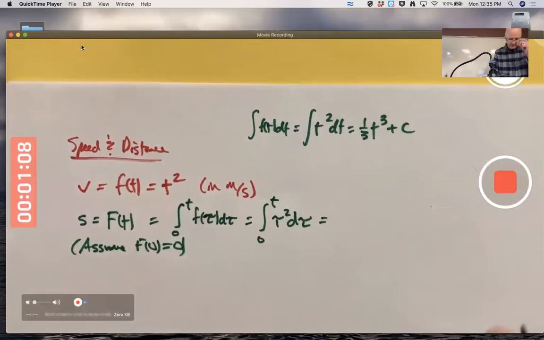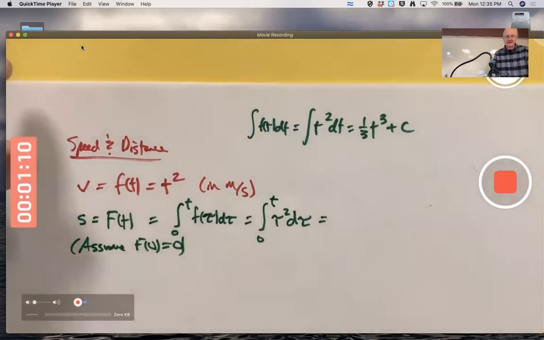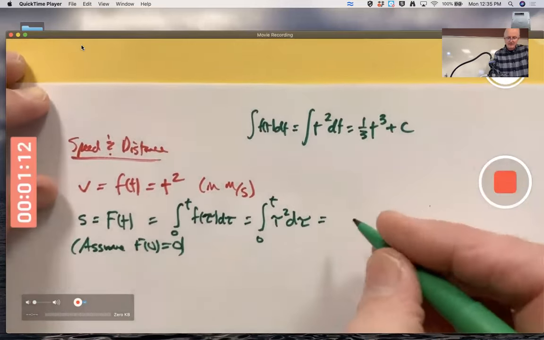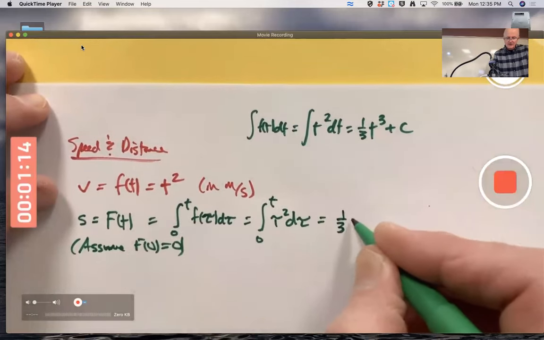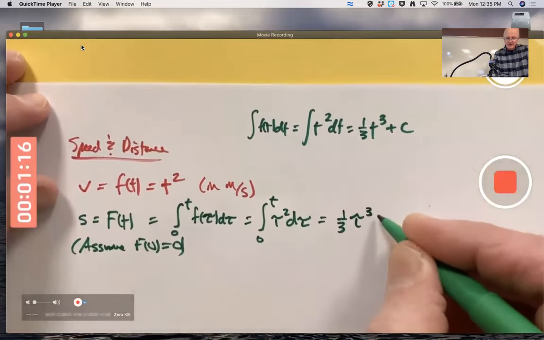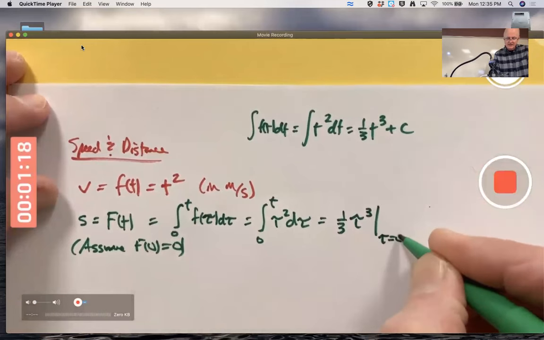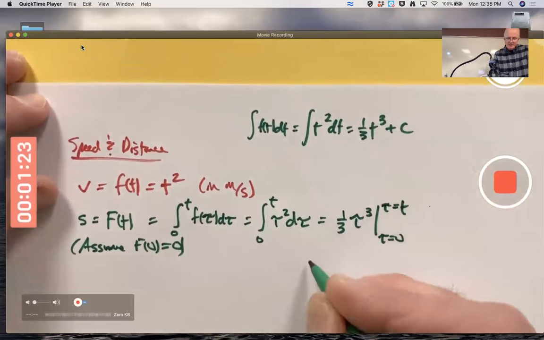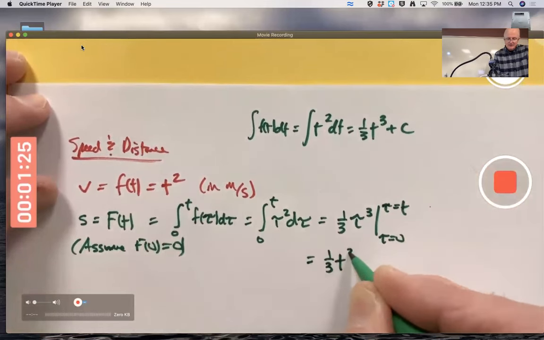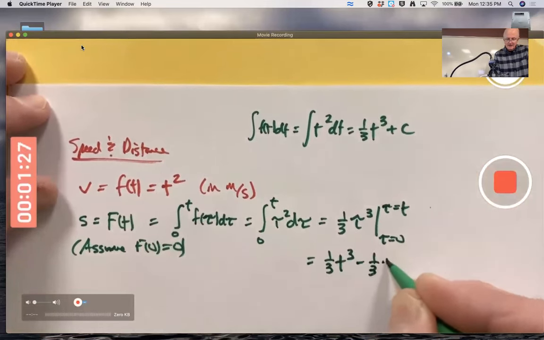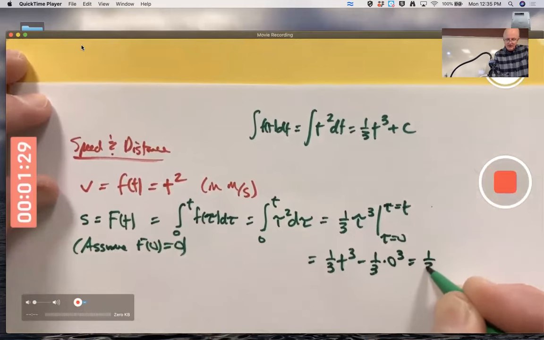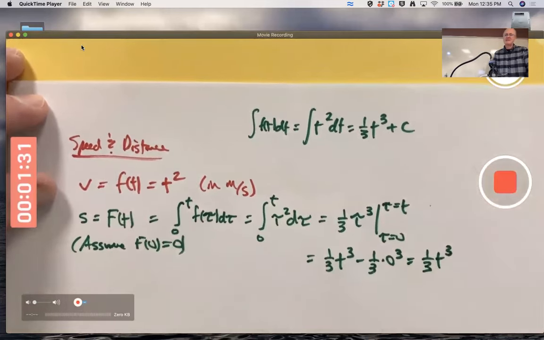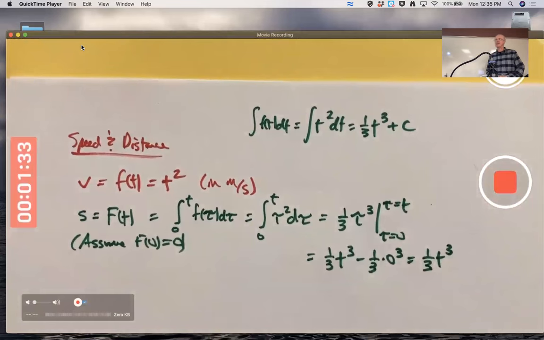For the application, it still does represent time in a sense. Use the first fundamental theorem of calculus to get 1/3 t cubed evaluated from 0 to t. And when you plug in t and then plug in 0, you get just what you would think you would get, which makes you wonder why you're doing it this way. And once again, I emphasize you're doing it this way to emphasize the concept.